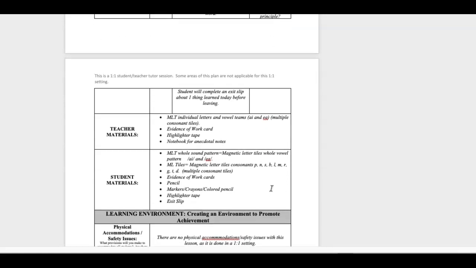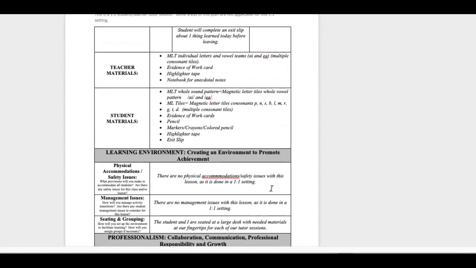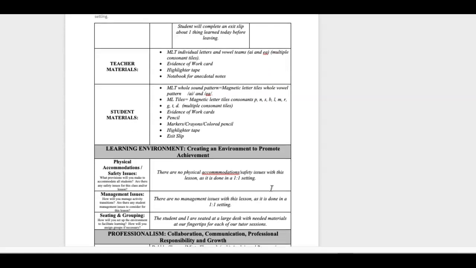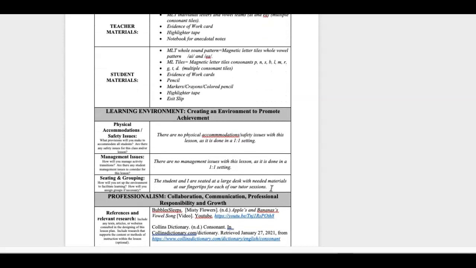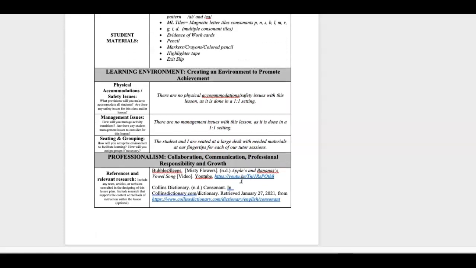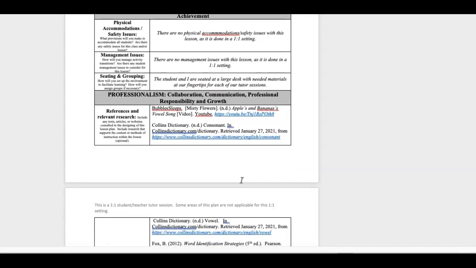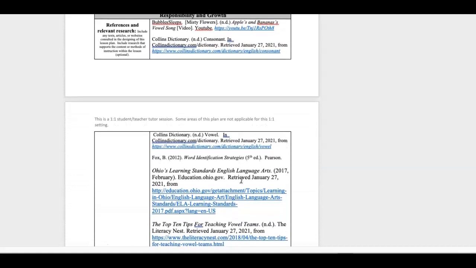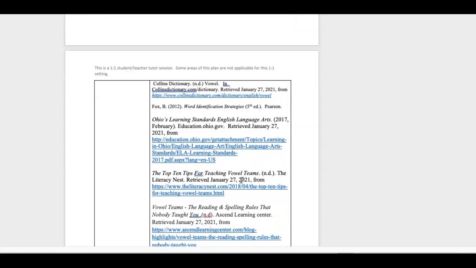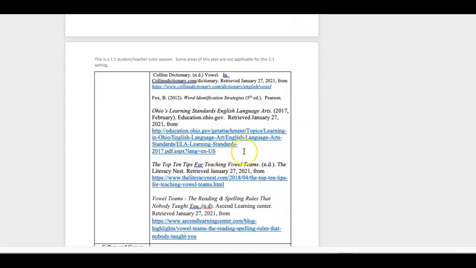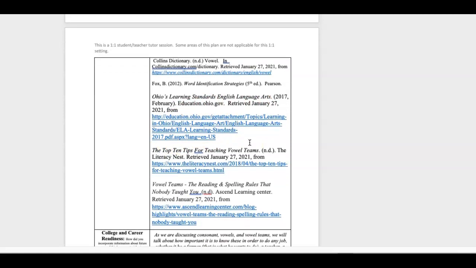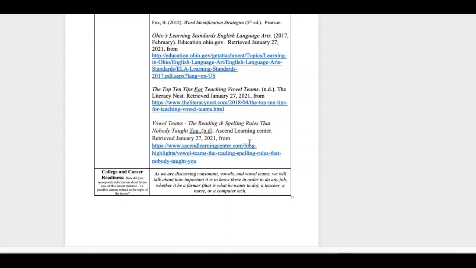I have all of my teaching materials listed, all of the student materials listed. Again, the environment of the room is somewhat different because it's a one-on-one setting, and I explain that in each section. I've included the references and research I did planning this lesson. Here's the link to the learning standards on the ODE website. And then I link it to college and career readiness.